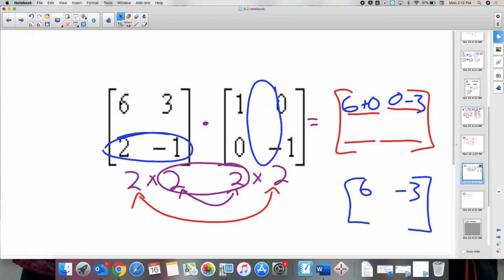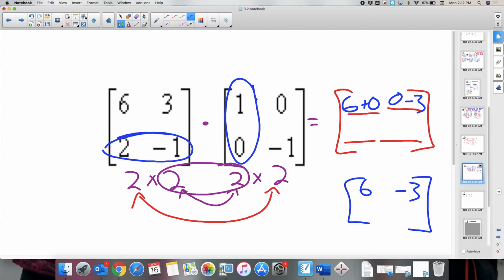We'll do the second row times the first column. First value times first value is 2. Second times the second is a minus 0, or plus 0, depending on what you want to put. 2 minus 0 is 2.